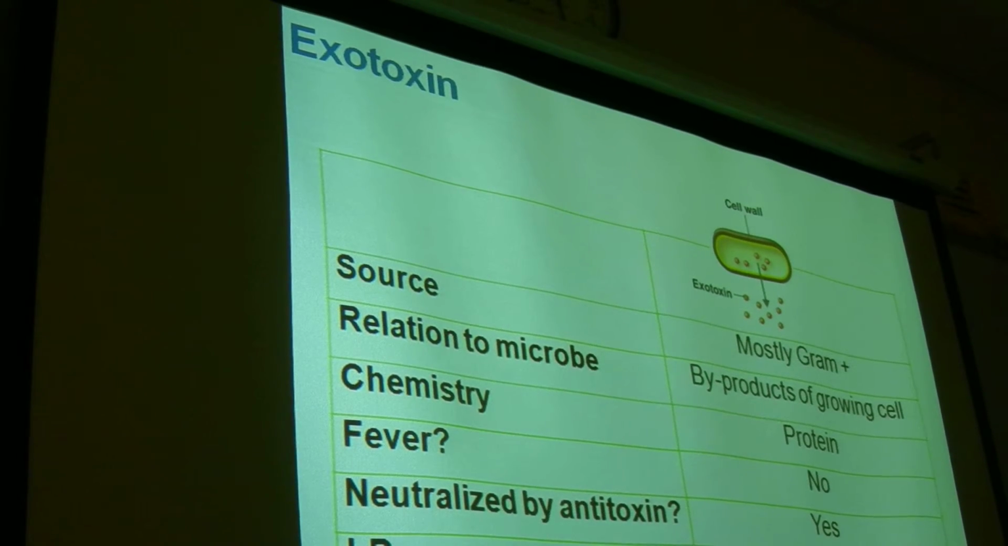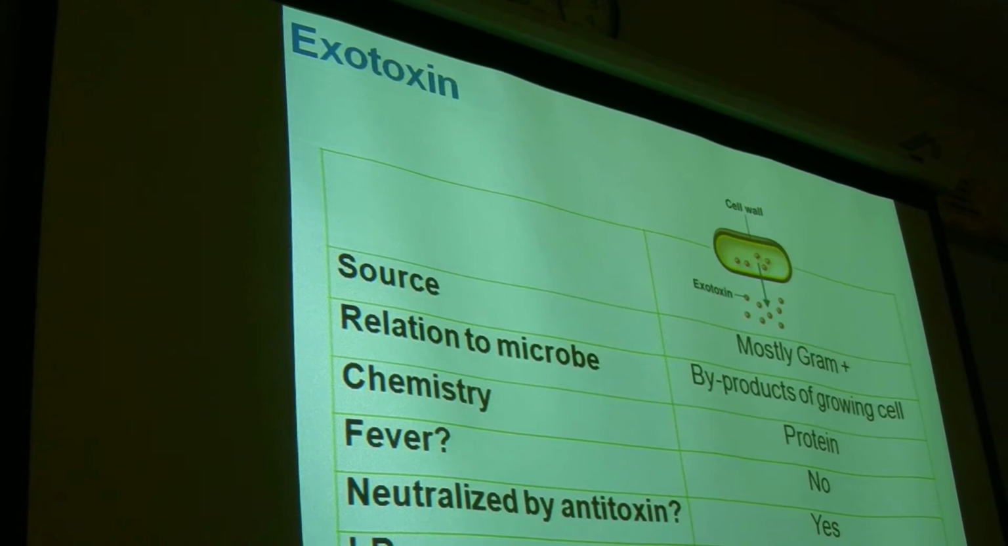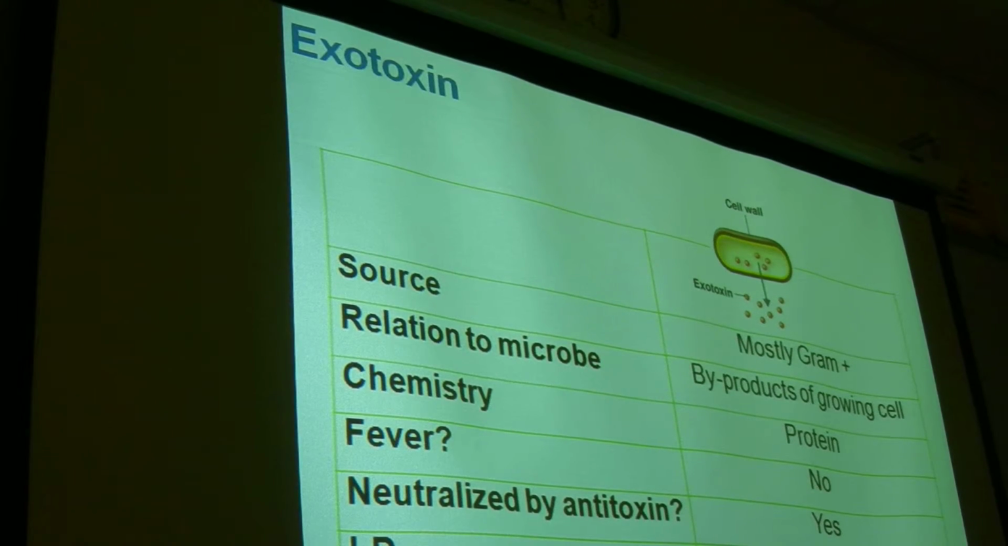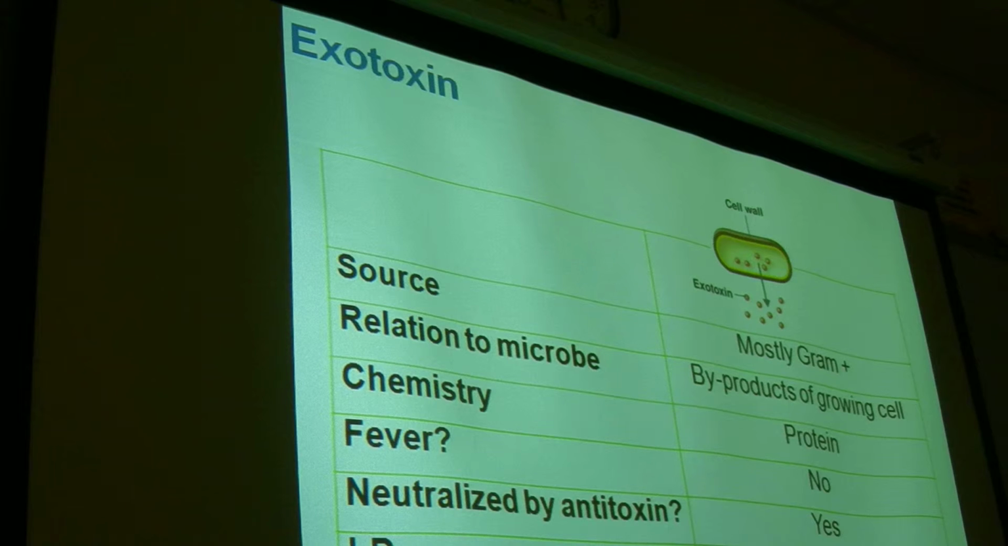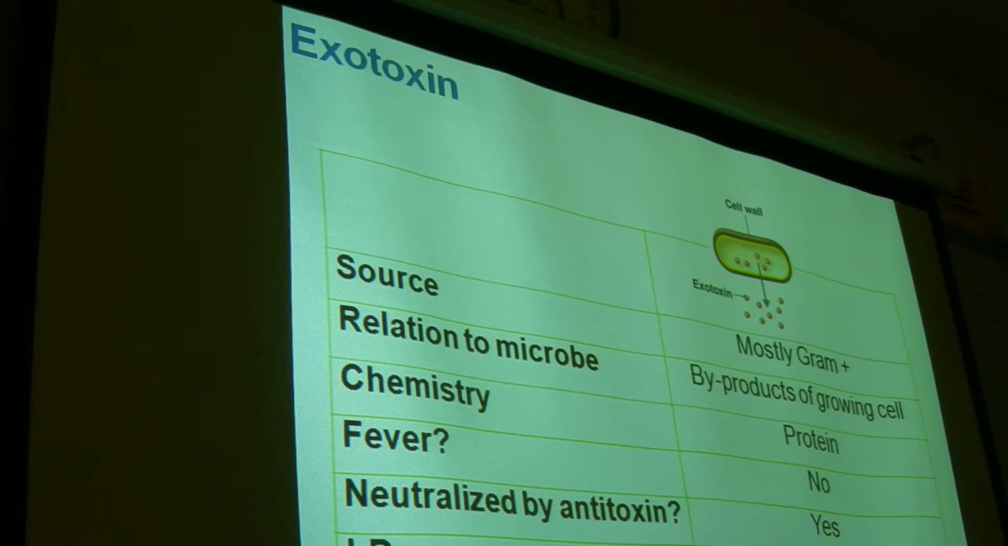LD50 is small. So what does that mean, LD50 small? It actually means it takes very little of it to cause death. The lethal dose for 50% of the people to die is a small concentration. So it takes very little of it to actually be serious.